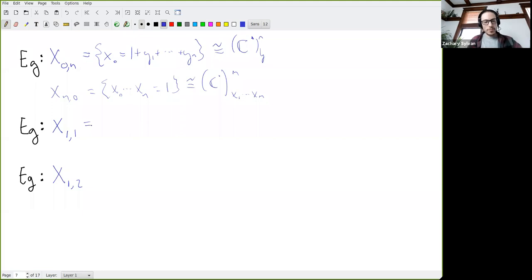If we do this with X_1^1, we're going to get x_0 x_1 equals 1 plus y. And this 1 plus y just tells us that y can be anything except 0. So this is equivalent to just x_0 x_1 not equal to 1. So this is C squared minus a conic. This is the focus-focus singularity.